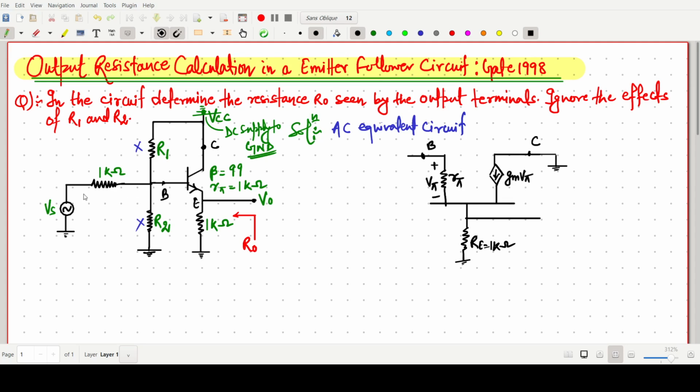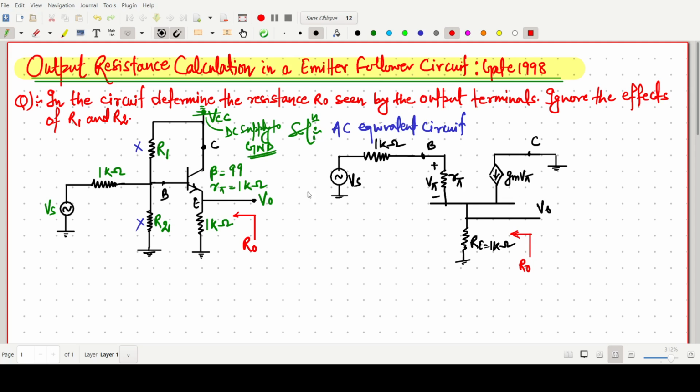One more resistance is there to the input source. It is connected to the base in, and the value is 1 kilo ohm, and this one is our Vs. And this one is V naught. We have to find the output resistance from this end, that is our R naught.